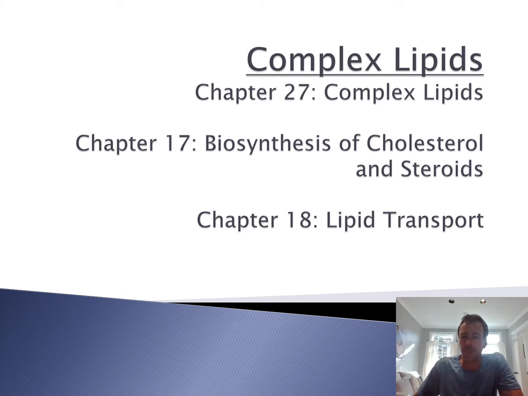Hello again, everyone. Today we're going to be talking about complex lipids. Some of this is a little bit of a review, talking a little bit about phospholipids and cholesterol. We're going to dive a little bit deeper into some of those, talk a little bit about the biosynthesis of cholesterol and derivatives of cholesterol, including steroids, bile acids. And then I'm going to end the lecture talking about lipid transport.